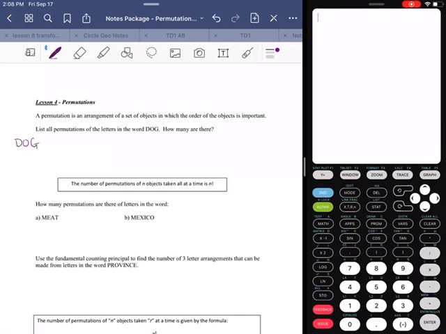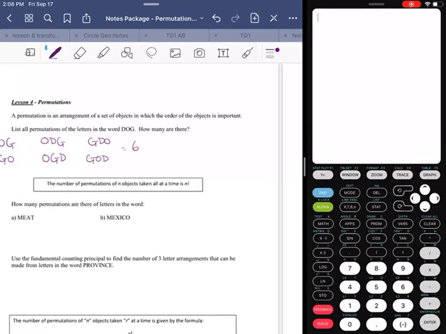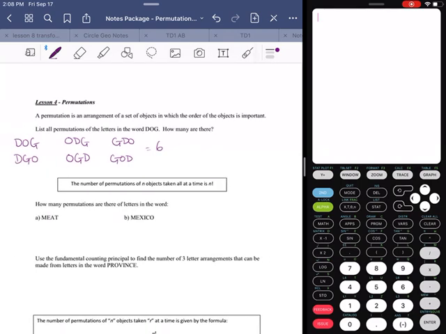So we're going to go D-O-G, and then we've got D-G-O. Those are the ones that start with D. And then we've got O-D-G and O-G-D. We have G-D-O, and we also have G-O-D. So in total, there's 6 ways.